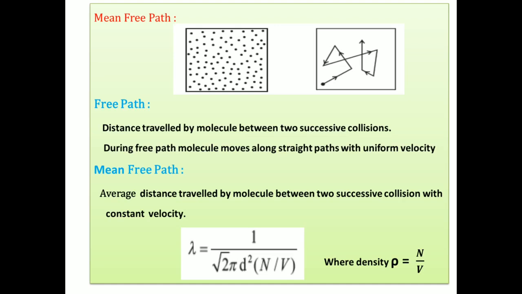But free paths are not equal. Look here, this path is more, this path is less, again more, again less, here again less, and again more. I mean, these paths are not the same. Wherever the molecule collides, it changes its direction, and when another collision happens, the path changes, so free paths are not equal.